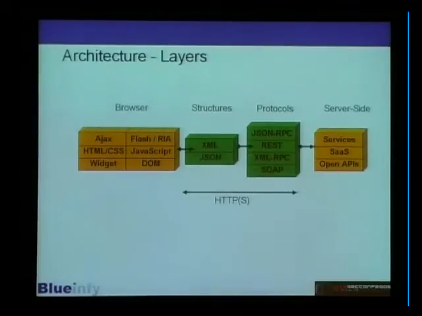Over here, the 2.0 traffic would be going over XML or JSON or a JS object and such. So your browser is sending these streams to the server, and the server will send back maybe XML or JSON or some other traffic. And then we have a few new protocols coming into the picture like JSON RPC, REST, XML RPC, SOAP. Interestingly, all these protocols go over HTTP or HTTPS, so you don't have to open a new port for them. And finally it goes to the server side where your services are running, your open APIs are running, or your SaaS, software as a service, is running.